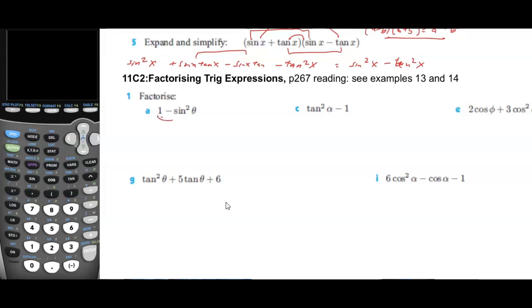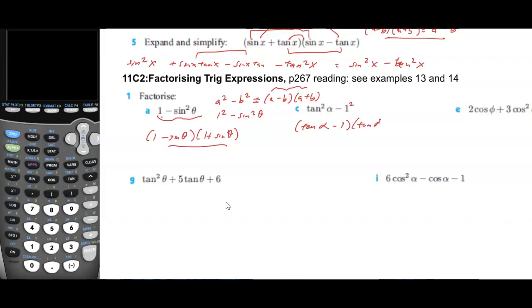factorize. So if I'm going to factor this, remember this is a famous identity. It's a squared minus b squared. So it's 1 squared minus sine squared theta. So this is equal to 1 minus sine theta and 1 plus sine theta. Because remember, a squared minus b squared is equal to a famous identity. It's a minus b times a plus b. Okay, and that's what I did here. Same thing here. This is equal to tan squared alpha minus 1 squared. So this is equal to this again. Tan alpha minus 1, tan alpha plus 1.